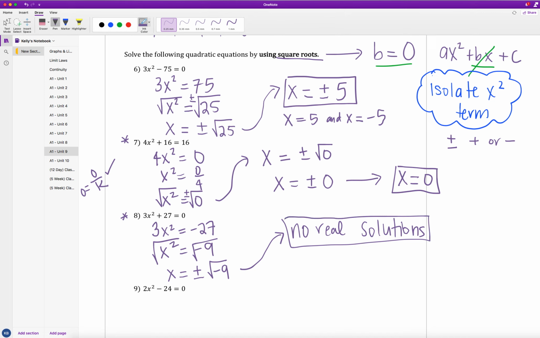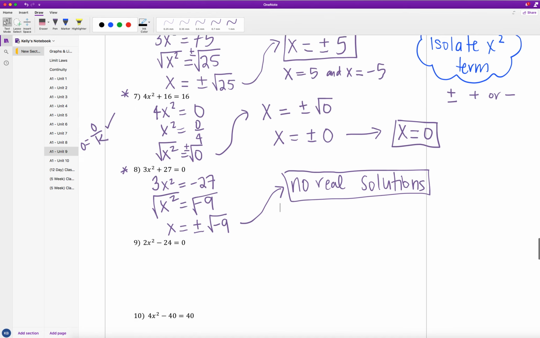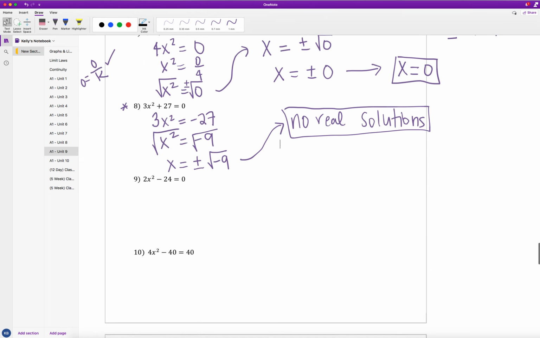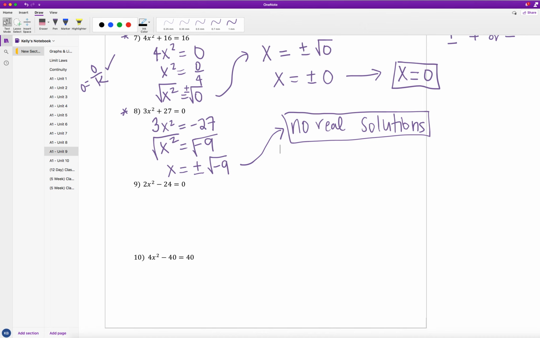And that is because I cannot take the square root of a negative number and get a real answer out. Okay, we have 2 examples left for this video. Why don't you guys pause the video and solve both example 9 and example 10 on your own first. Let's look at example 9.